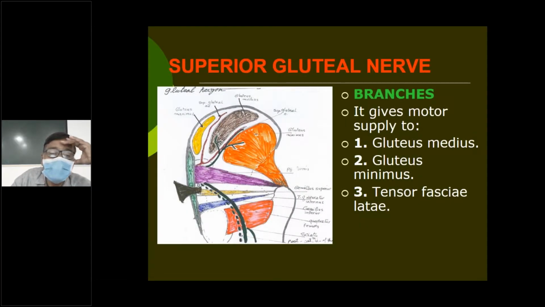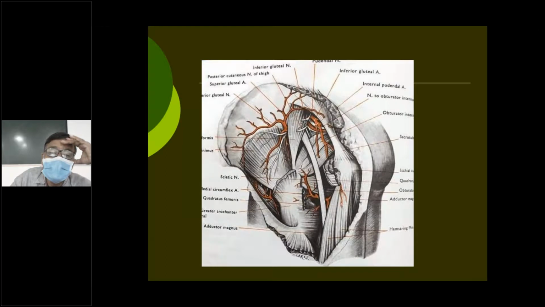Okay. Now let us learn. So again, the superior gluteal nerve is seen very well here between gluteus medius and minimus. Now let us learn this one, the inferior gluteal nerve.